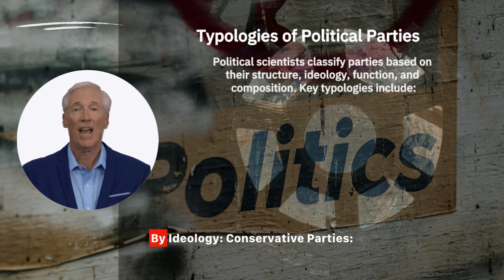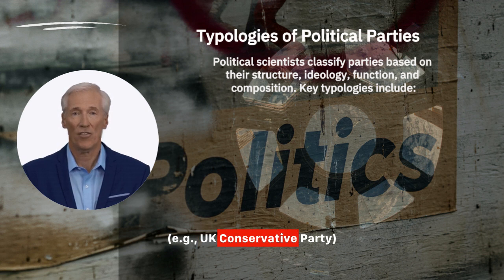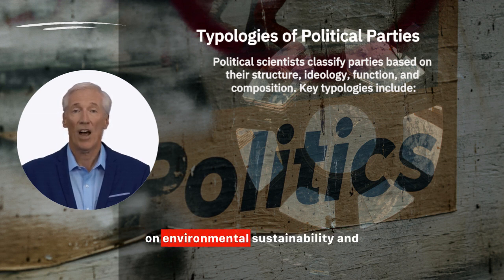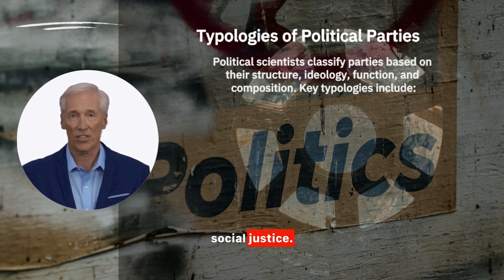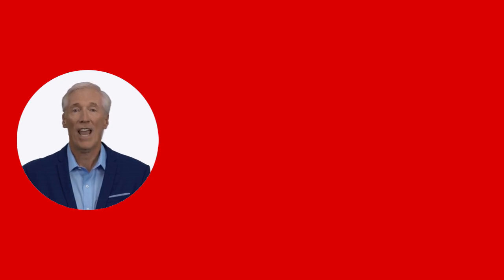2. By ideology: conservative parties emphasize tradition, order, hierarchy, e.g. UK Conservative Party; liberal parties advocate for freedom, market economy, individual rights, e.g. Canada's Liberal Party; socialist and social democratic parties support welfare state, equality, regulation, e.g. Sweden's Social Democrats; green parties, focused on environmental sustainability and social justice; populist parties, often anti-elite, anti-establishment, and emotionally driven.